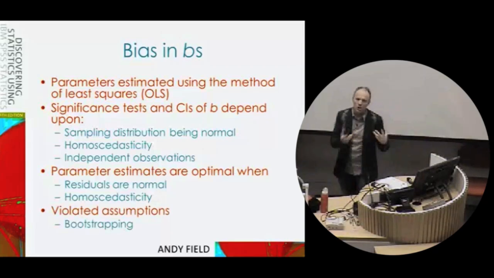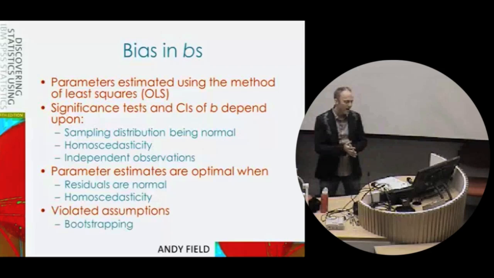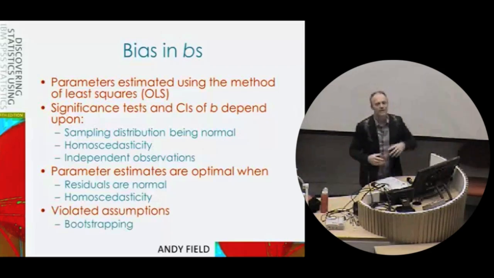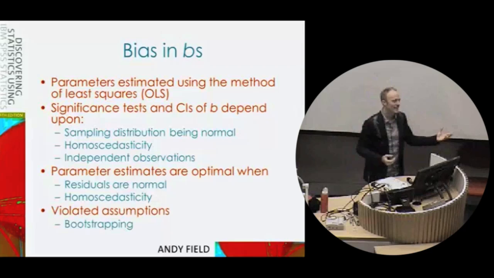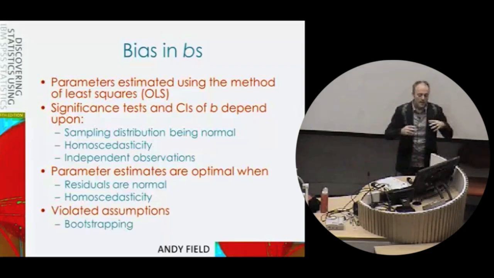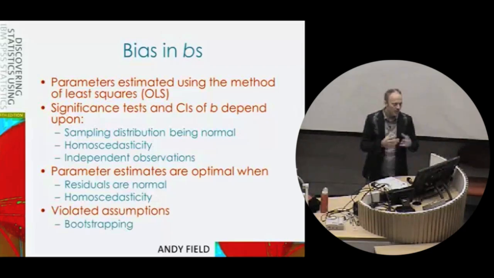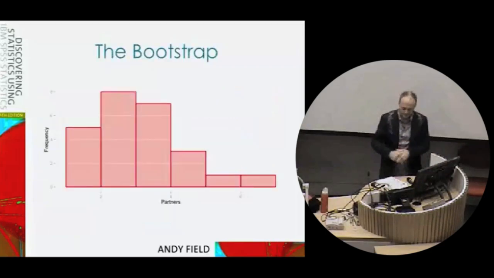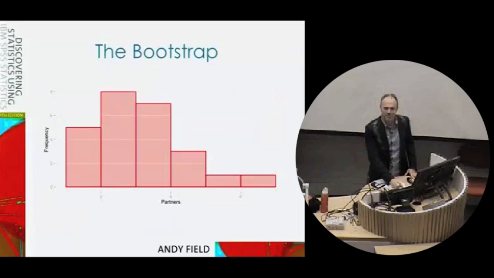Next week we're going to look at how we identify non-normality and heteroscedasticity, and we've already talked about it a bit in lecture 3. If those assumptions are violated, so if we can't trust the significance test or the confidence intervals, we can do something known as bootstrapping, which I am now going to attempt to explain.